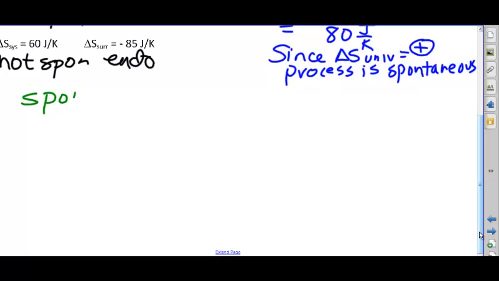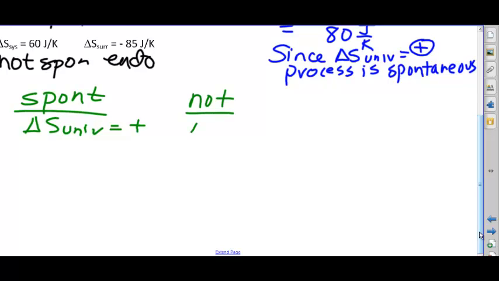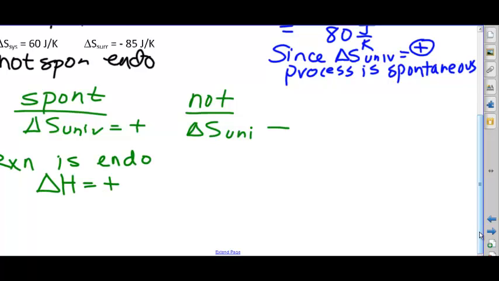So if it's spontaneous, delta S of the universe is positive. If it's not spontaneous, delta S of the universe is negative. Okay? If the reaction, I'm just going to say reaction is the system, is endo, delta H is positive, but delta S of the surroundings is negative.